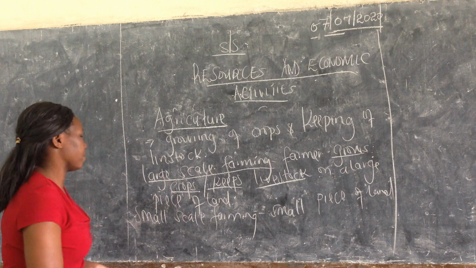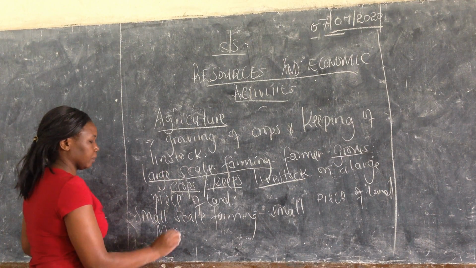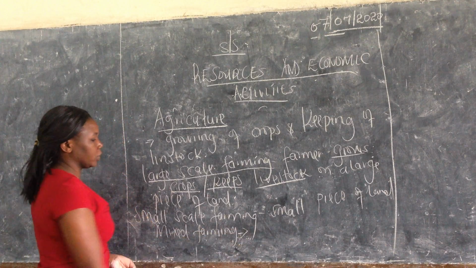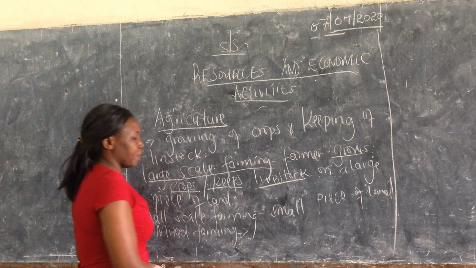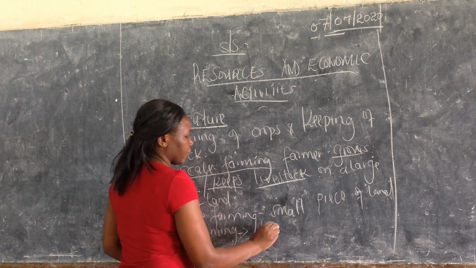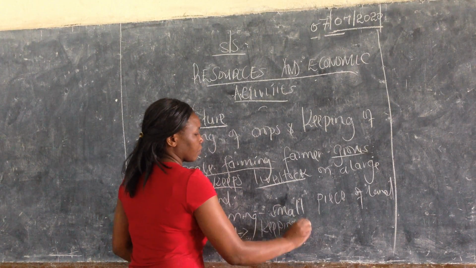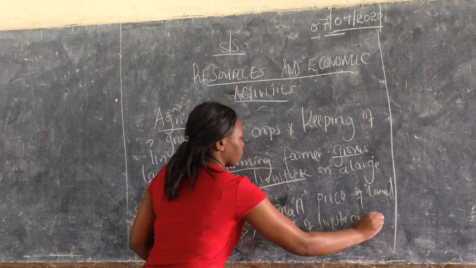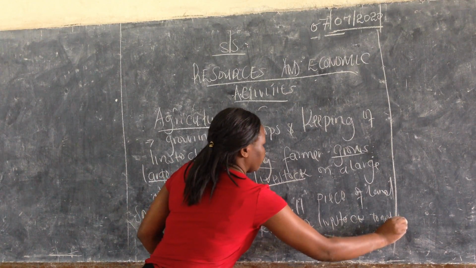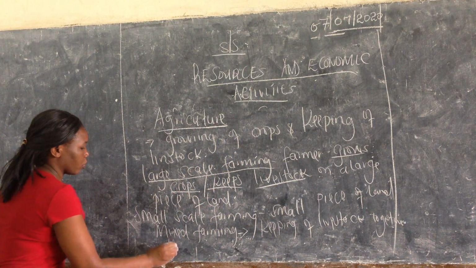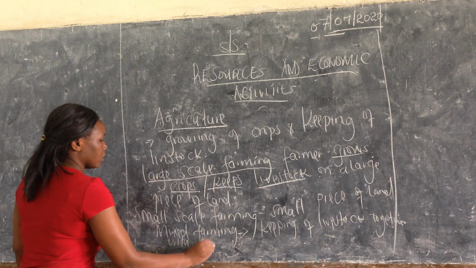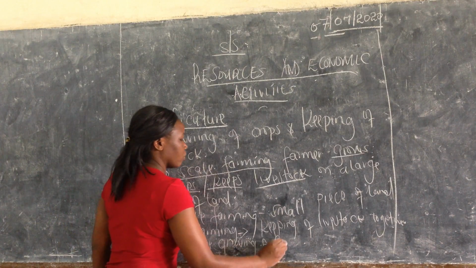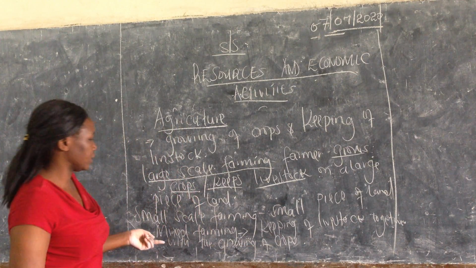Then we have mixed farming. What is mixed farming? Mixed farming is the keeping of livestock together with the growing of crops. That is known as mixed farming.